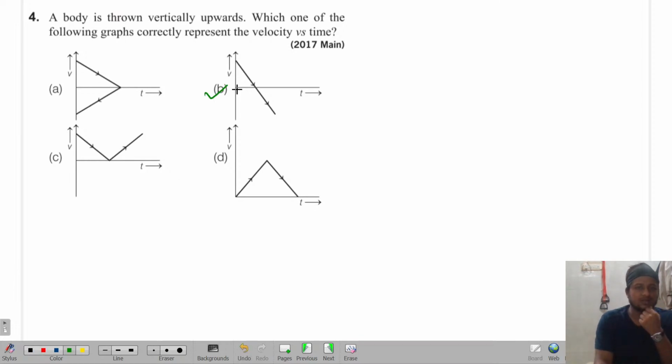Option B is correct. At t is equal to 0, you have initial velocity. It goes to 0 at maximum height, after time t. And after that, it is coming down. At that time, velocity becomes negative. Yes or no? Because velocity points downward.